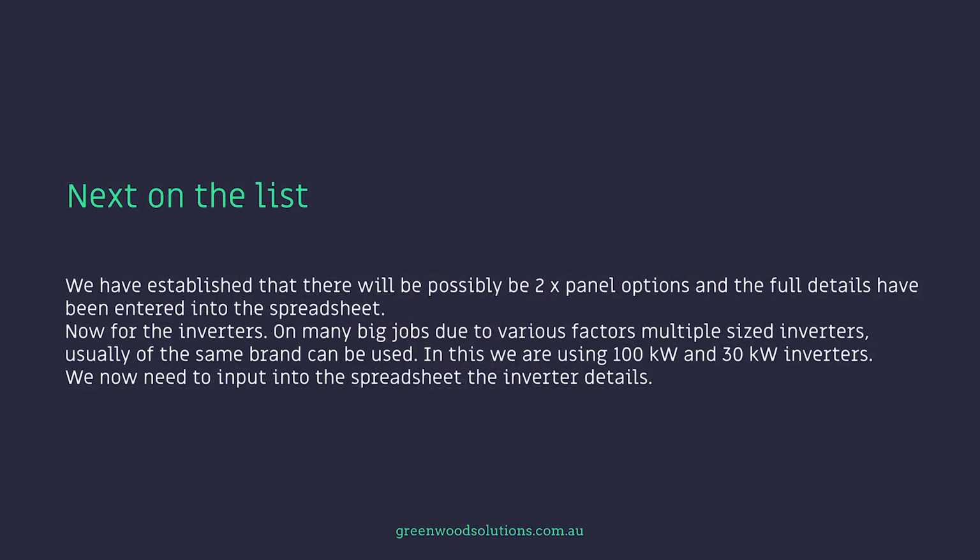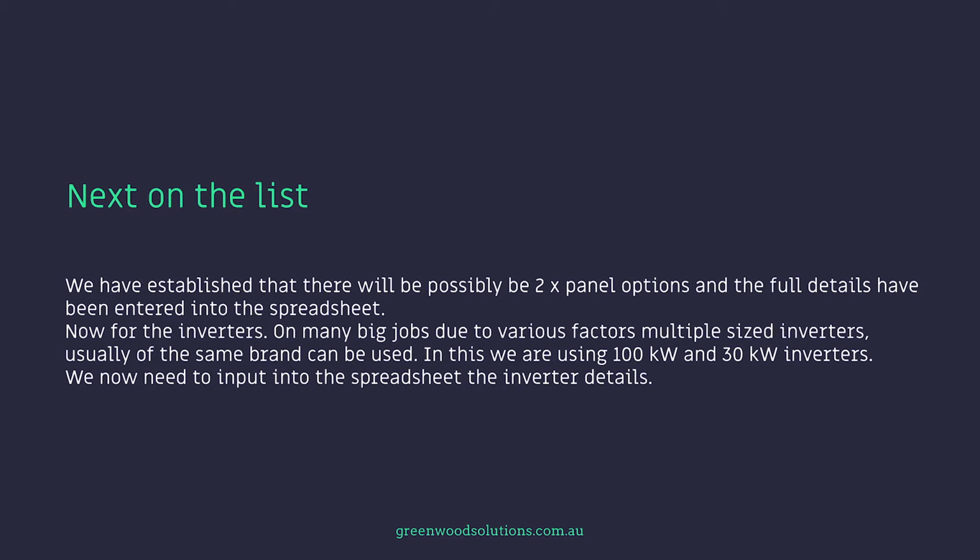So the VOC max with the buffer allows a little bit of leeway if you're uncertain about the actual lowest temperature of the site. I have used -10, and in most cases in Australia, that's going to cover every spot that you could possibly install a commercial solar system. We've established that there will be the possibility of a 2x panel option, and the full details have been entered into the spreadsheet.